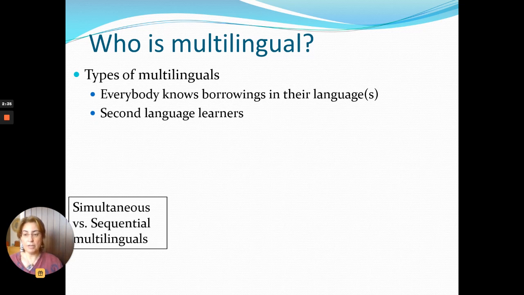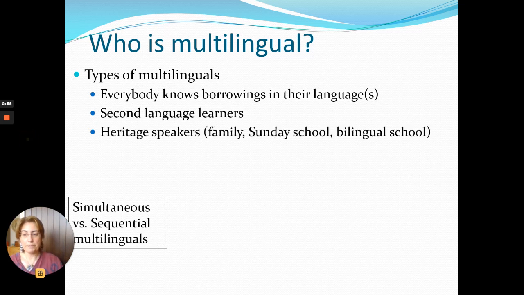This refers to the label simultaneous versus sequential multilinguals, or simultaneous versus sequential language acquisition. Simultaneous versus sequential multilingualism. Look at these terms again. Remember what it means that I put them in boxes. Look for these terms in the reading.